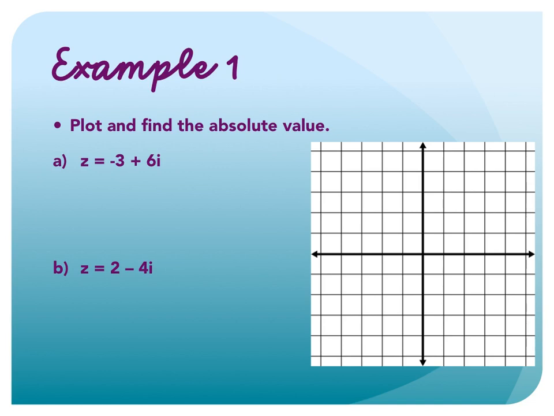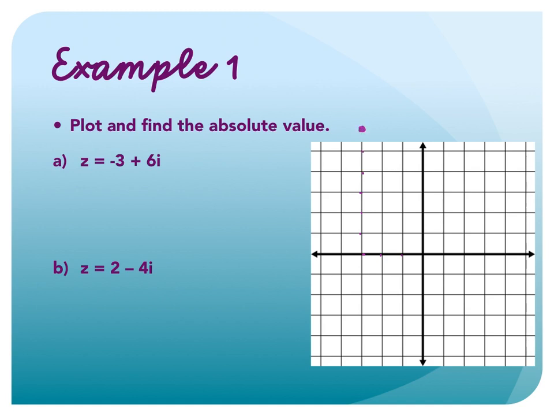Here's an example. It says plot the complex number and then find the absolute value. So if I start with A, I'm going to plot -3 plus 6i. -3 moves back 3, and then 6i is up 1, 2, 3, 4, 5, 6. My point would be there.